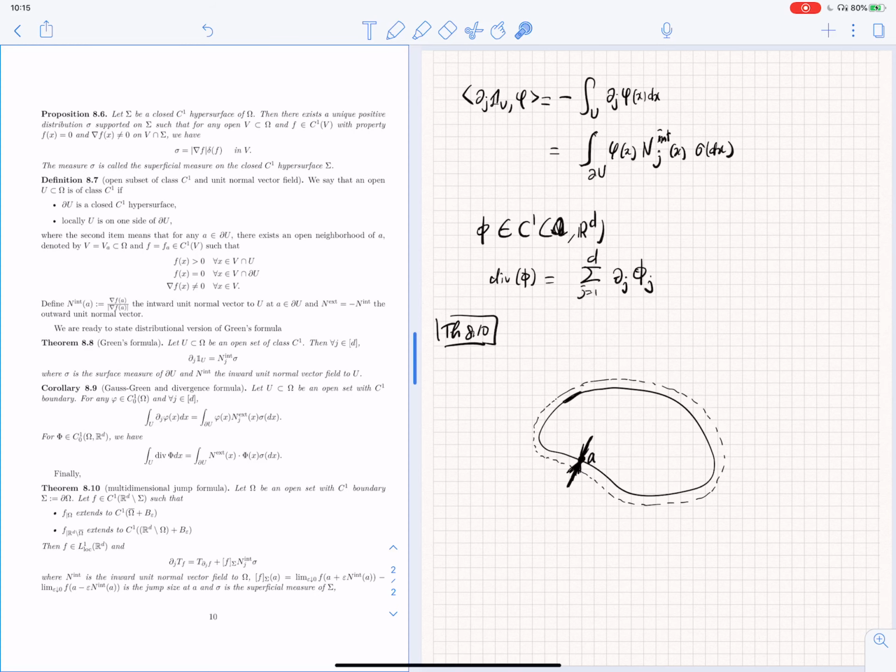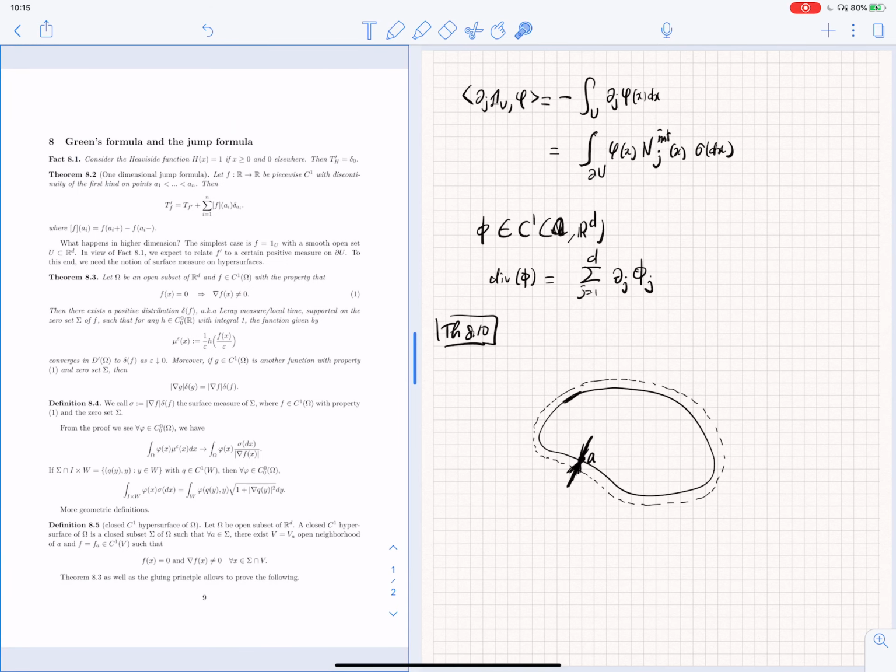So this really resembles the formula in one dimension, right? We have jump size times Dirac mass. Now we replace it by a surface measure.